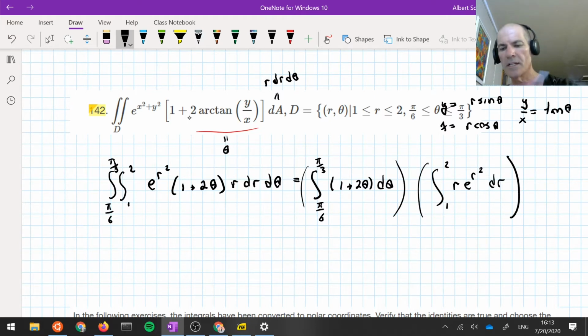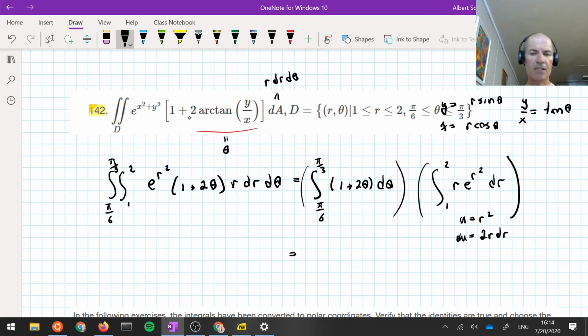Now I want to draw your attention to something else here. We see this r squared in the exponent and this r down here next to it. This would be an impossible integral if the r down here were missing. We wouldn't actually be able to do this integral. But with the r there, this is a relatively straightforward u substitution. u equals r squared, du is 2r dr, and we can carry on from there.